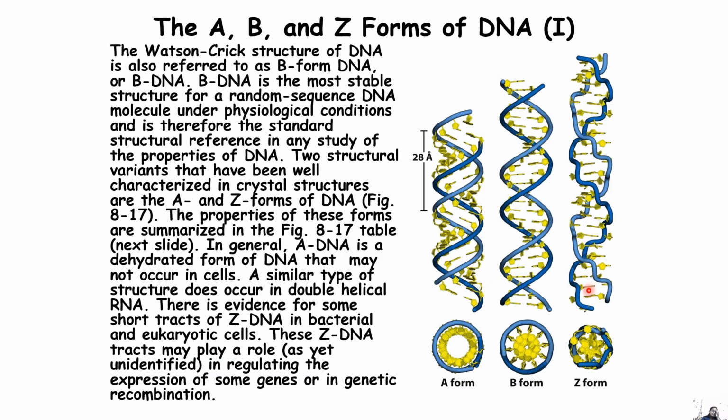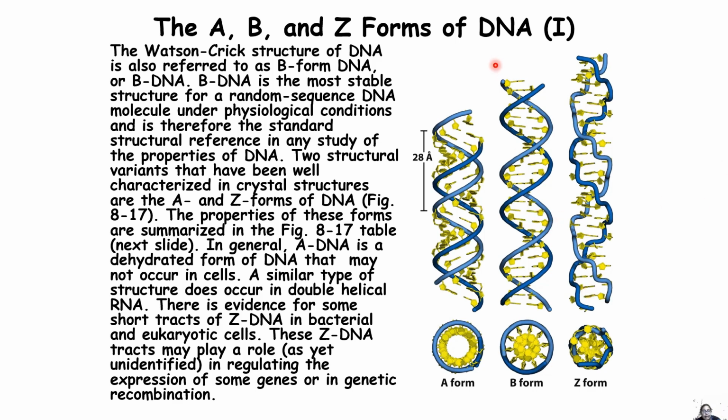Now, what are the A, B, and Z forms of DNA? The Watson-Crick structure of DNA is also referred to as B-form DNA or B-DNA. It is the most stable structure for a random sequence DNA molecule under physiological conditions and is therefore the standard structural reference in any study of the properties of DNA. Two structural variants that have been well characterized in crystal structures are the A and the Z forms of DNA. The properties of these forms are summarized in one of the tables in the next slide.